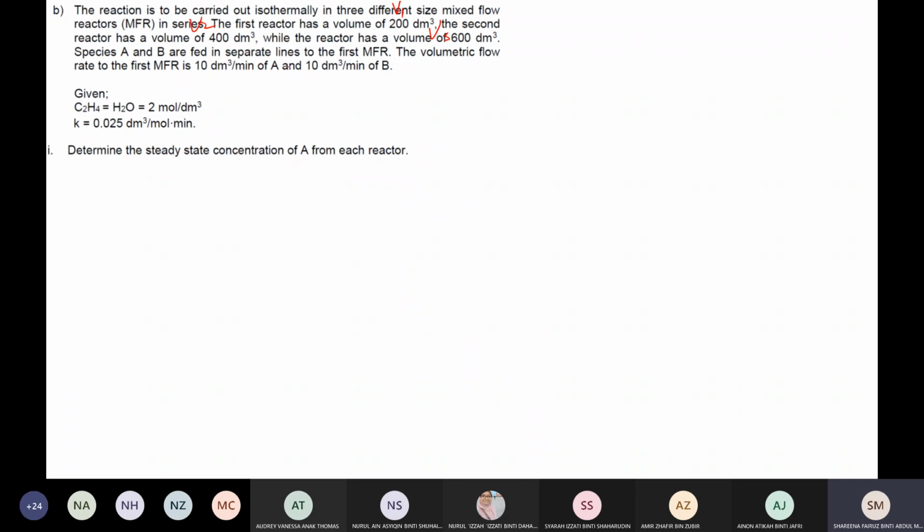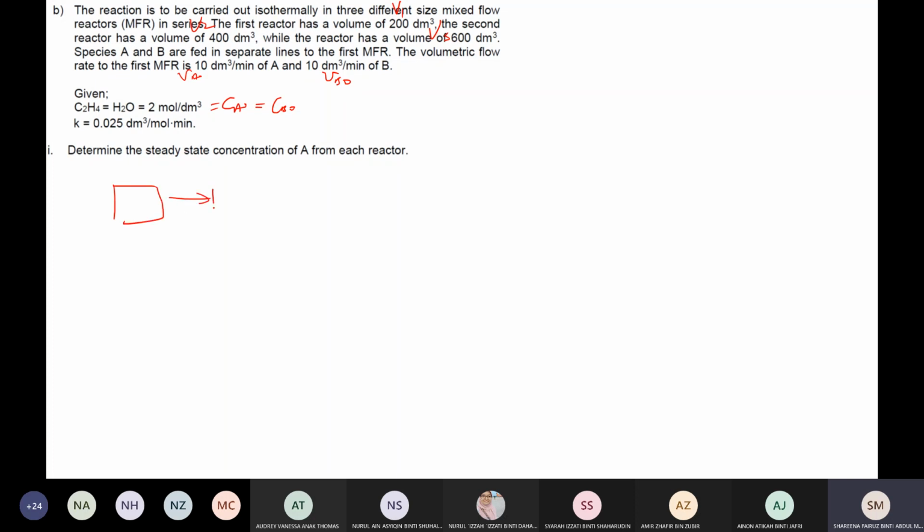Okay, so the volumetric flow rate to the first MFR is 10 decimeter cube over min, and 10 decimeter cube of B. Okay, so dia dah bagi this is VA naught and this is VB naught. Okay, and this is the mole over decimeter cube, which is CA naught equal to CB naught. Okay, and we have a K here. Alright, so just you need to determine the steady state concentration of A from each reactor. Okay, so just basically lukis lah.